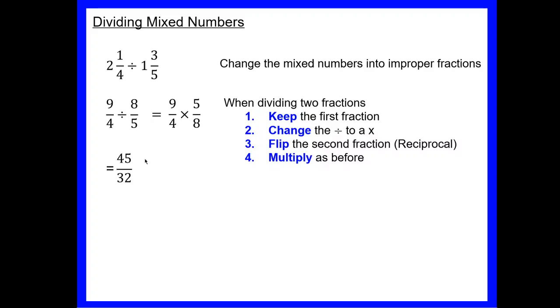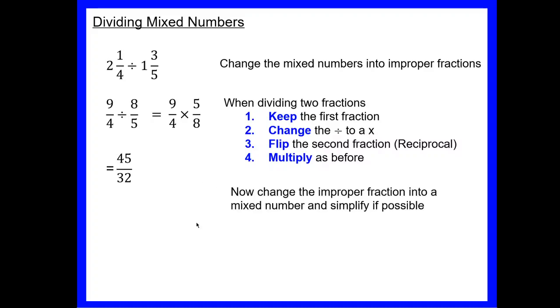We do 9 times 5 is 45, 4 times 8 is 32, and again change back to a mixed number and simplify if possible. So we get 1 and 13 over 32. Okay, do make sure you're happy with the steps, particularly the dividing.